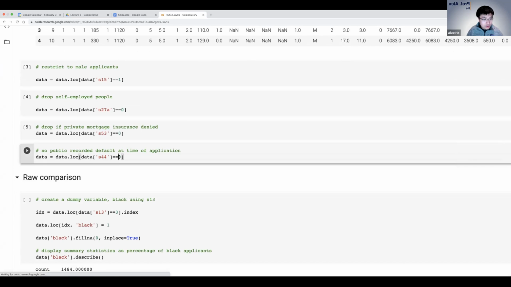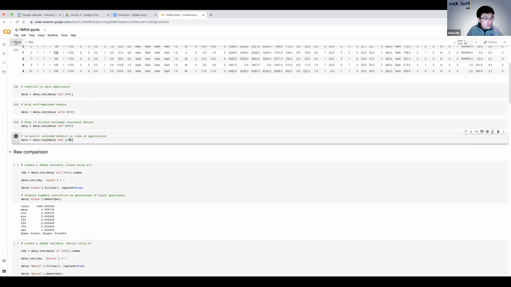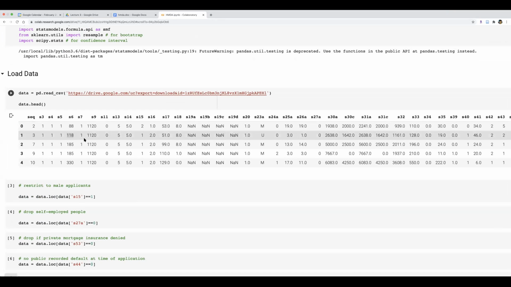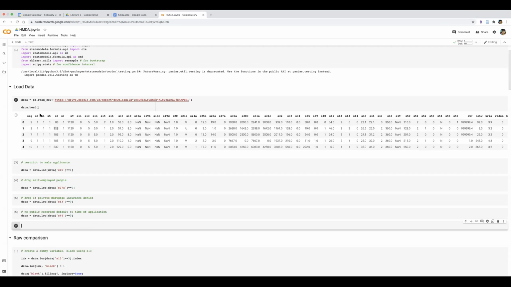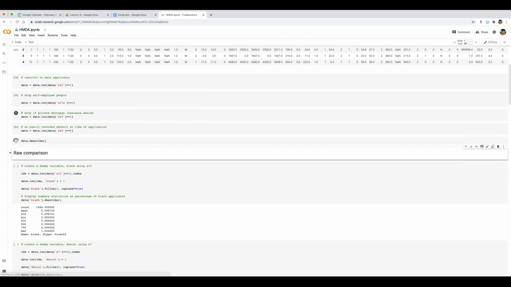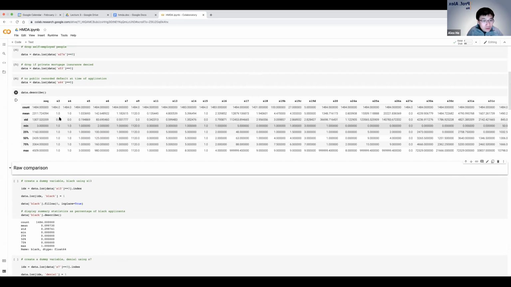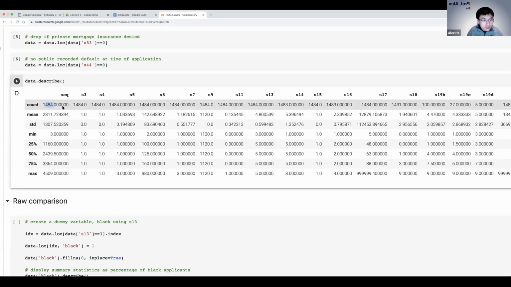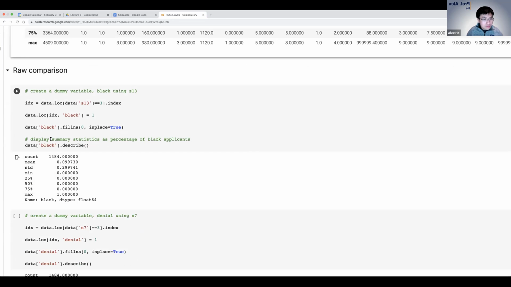After we make those restrictions, you can see that, let's see how many observations we have. Okay, so I think we end up with like 1,484 observations. So it's close to 1,500 observations.